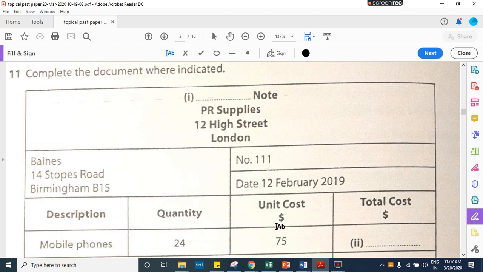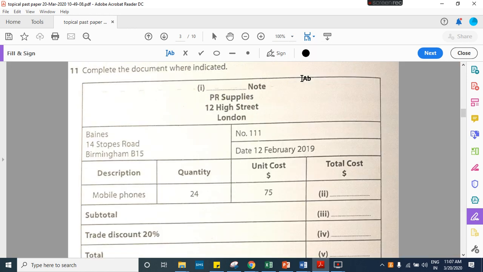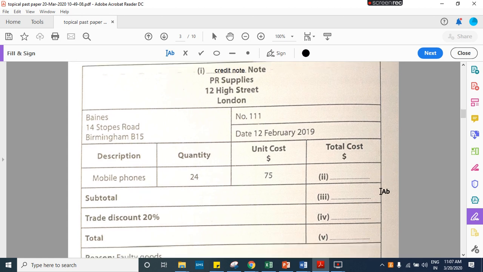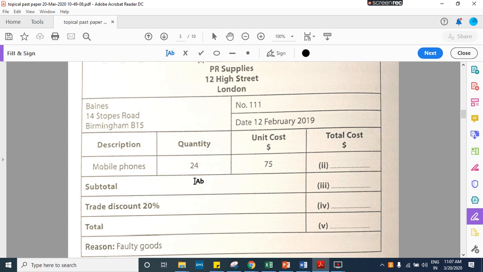Right. Just now, we went through a similar format in your textbook. Now you can see here, it states to complete the following document. And it says PR supplier. The answer over here is credit note, because the seller is sending it to you. Mobile phones 24, unit cost 75, therefore you multiply to get the answer, which gives you 1,800. There's only one transaction, so the subtotal would remain as 1,800.